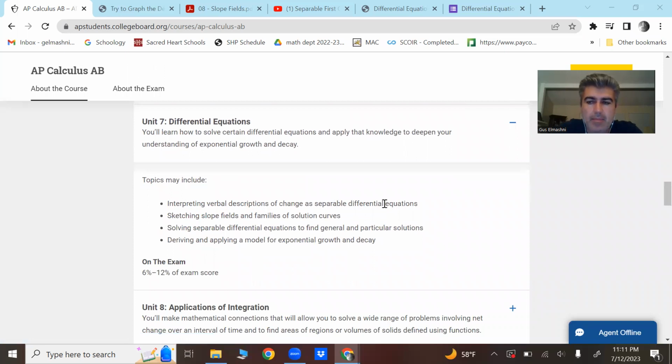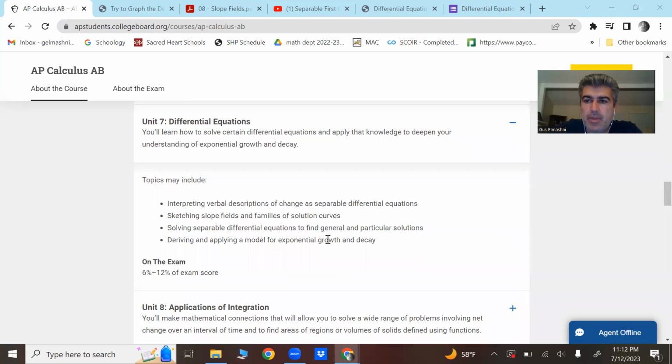Remember, rate of change is the derivative. And also, you'll be working on problems involving models for exponential growth and decay. You'll see some differential equations that involve that. And this is about 6 to 12% of the AP Calculus AB exam.